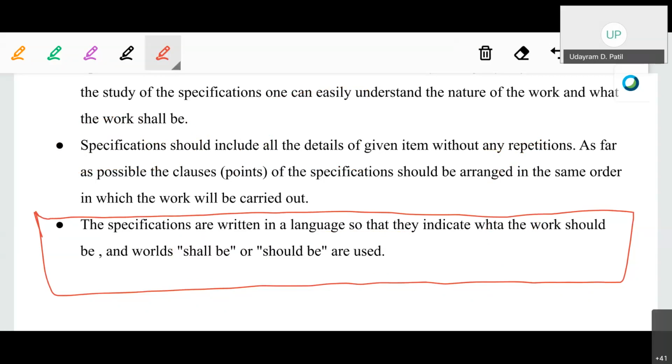Remember that the specification is always written in language that indicates what the work should be, meaning all the words should be used. Whatever the work is, we write the words in the shall be or should be format. All the sentences should be formed in the shall be and should be format.